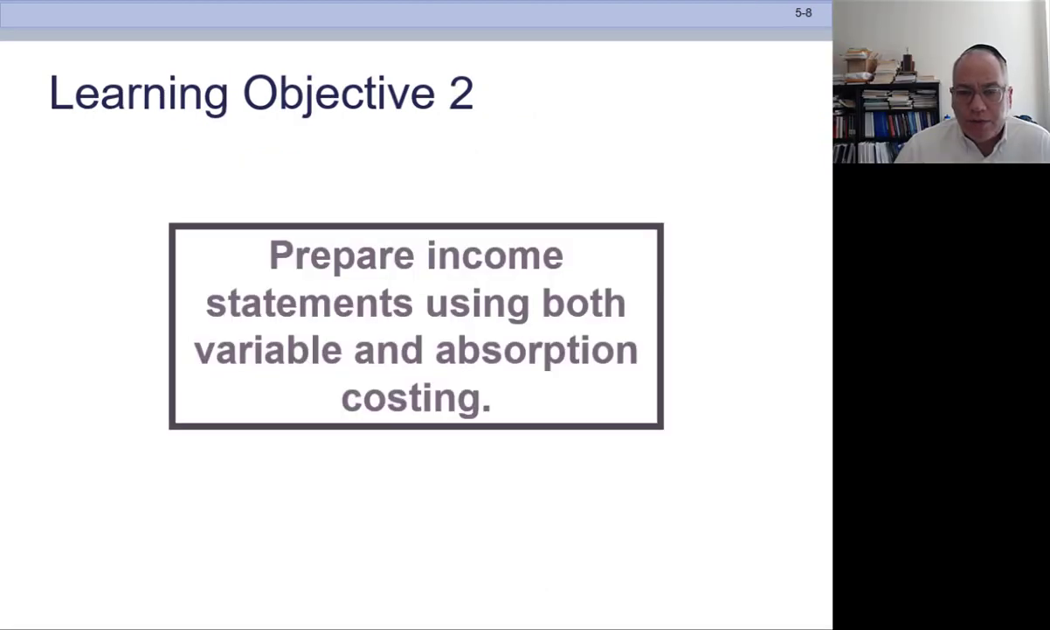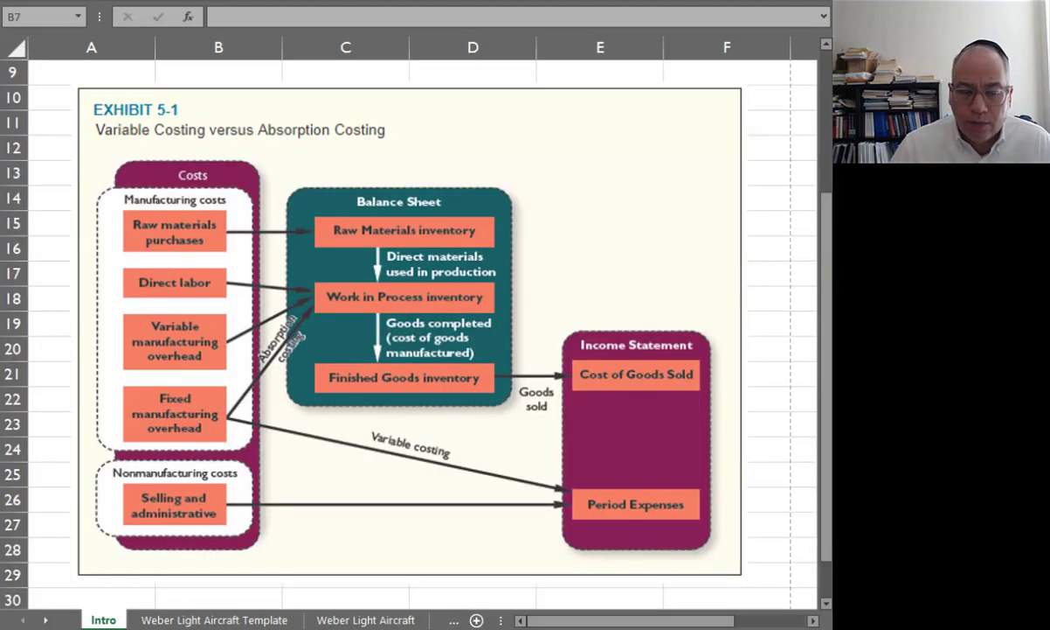Learning Objective 2, prepare income statements using both variable and absorption costing. Before I go into the actual income statements, let's just take a look at what we're doing here for a moment. And we're going to prepare income statements using both methods. Again, we have 4 types of costs. We have direct materials, direct labor, and manufacturing overhead, which we're splitting into 2 components, fixed and variable component.